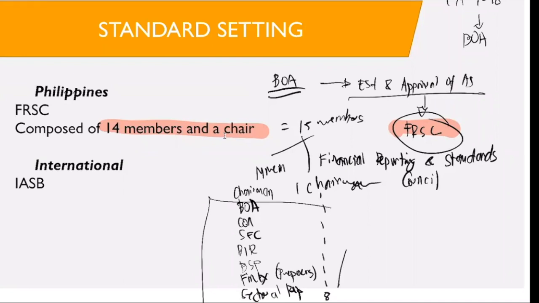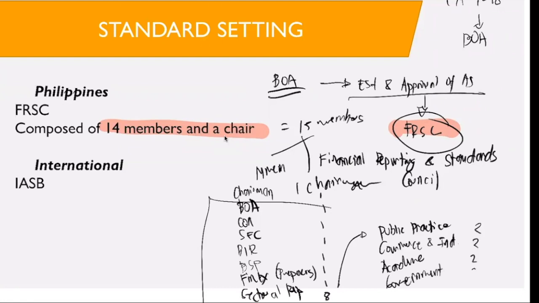When we talk about your sectoral representatives, if you still remember the 4 areas of practice of accountancy here in the Philippines, we have your public practice. This is more of audit. We have your commerce and industry. This is your private practice. We have also your academe, which is for your education, and those engaged in government. So government practice. So each is provided 2 slots for your FRSC.